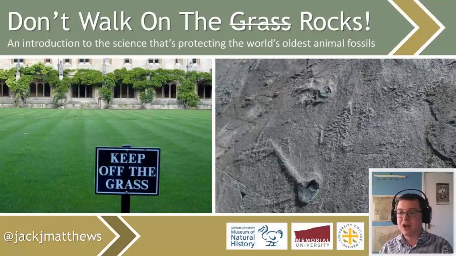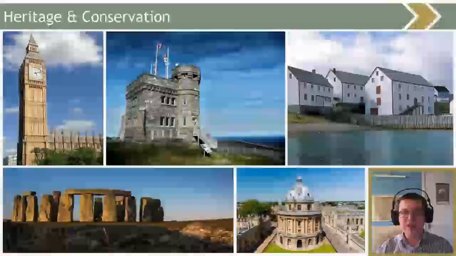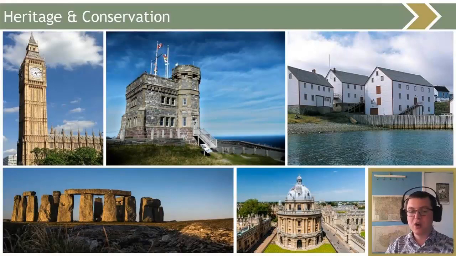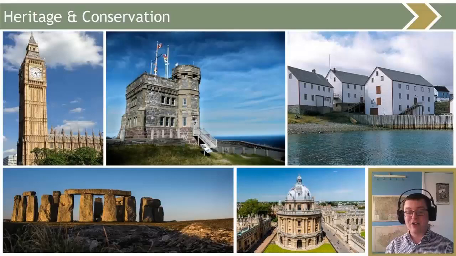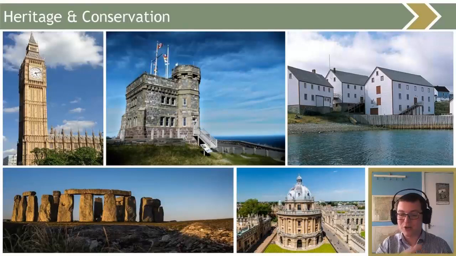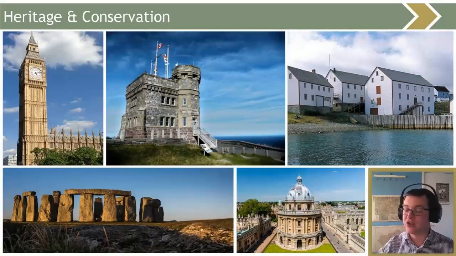So this topic, geoconservation, raises issues and questions about heritage and conservation. But when we think about heritage and conservation, we might think of some of the images that we see here, especially when we think about heritage, we might think about old buildings. We've got the UK Parliament there, some beautiful buildings from Oxford, Stonehenge, Signal Hill Tower there from St. John's, Newfoundland, and some of the beautiful historic buildings from Bonavista. But of course, heritage and conservation is more than the things that we ourselves as humans have created, such as buildings.